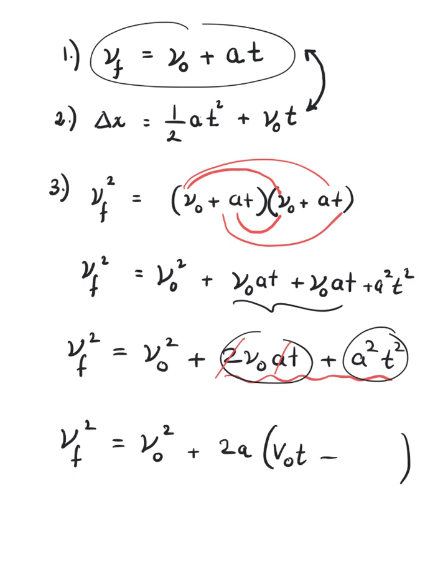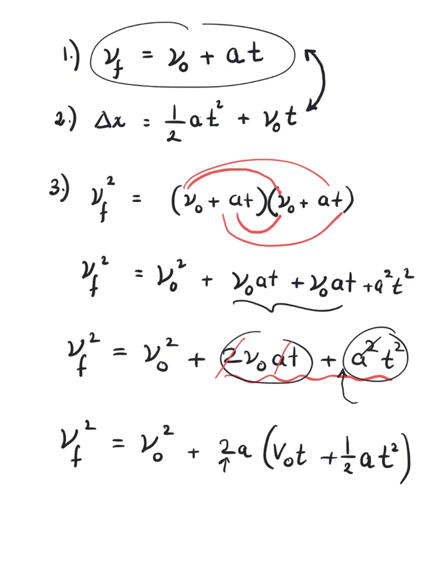Okay, plus now the second term. We took out one of the a's, so now what's left? An a. We didn't take out any t's, so what's left over? T squared. And we took out a 2, but there was no 2 in front of the a squared t squared, so we have to get rid of that 2 by multiplying by a half.